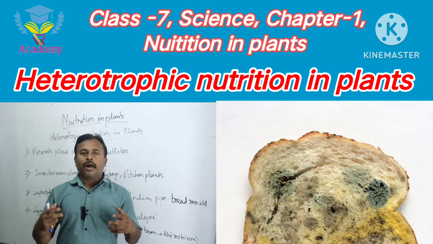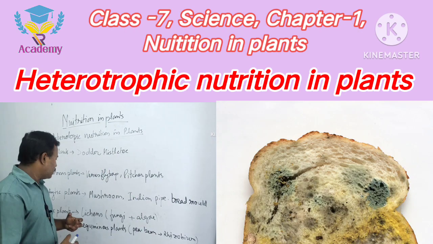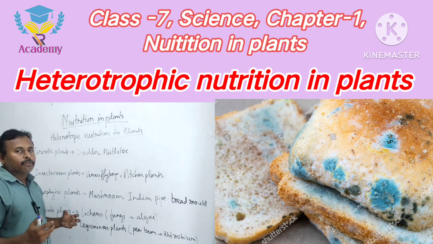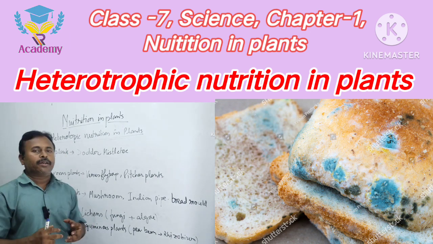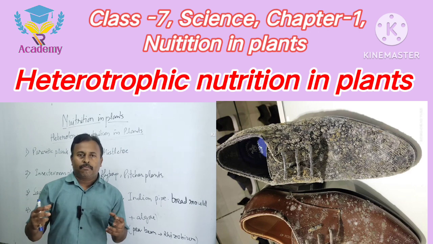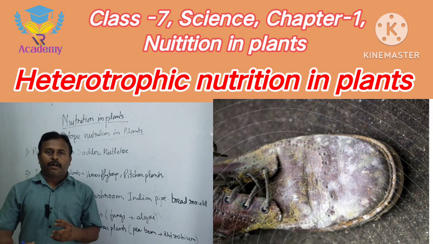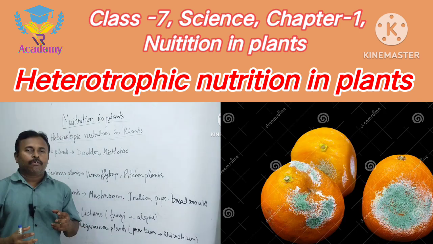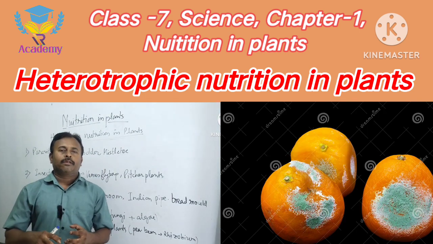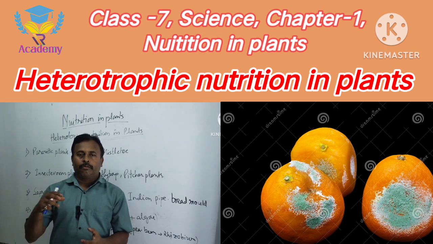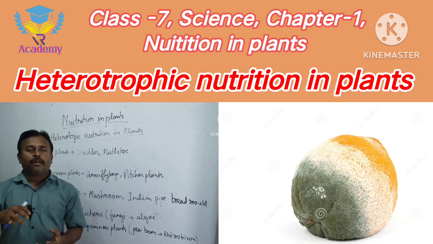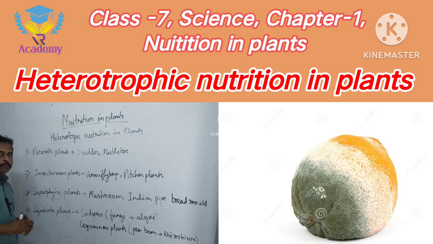Bread mold is another type of saprophytic plant. This one we know grows on bread and leather shoes and any other type of spoiled fruits, and from that organic matter where they grow, they absorb the nutrients.